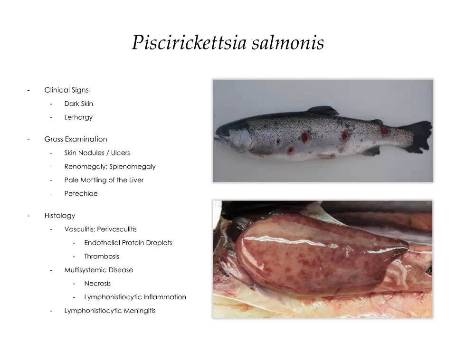For whatever reason, the bacteria have a tropism for the meninges of the brain, causing lymphohistiocytic meningitis. In some cases, the rest of the body may be devoid of lesions. For this reason, it's always important to sample the brain. The image on the top right is an example of the skin lesions you may find with piscirickettsiosis. The image on the bottom illustrates the characteristic mottling of the liver.